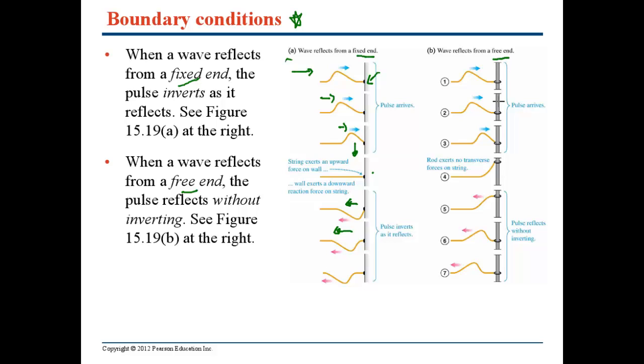If you think about it reflecting off of a free end, here we have the pulse, and it's going to be, say, a ring on a frictionless bar. The pulse is going to arrive, and it's going to pull the ring upwards. The very last piece of this pulse is going to be pulling this ring in the downwards direction. So the ring is going to move in the downwards direction, and the pulse that's going to be reflected is not going to be inverted. So that's the key difference between a fixed end and a free end reflection.